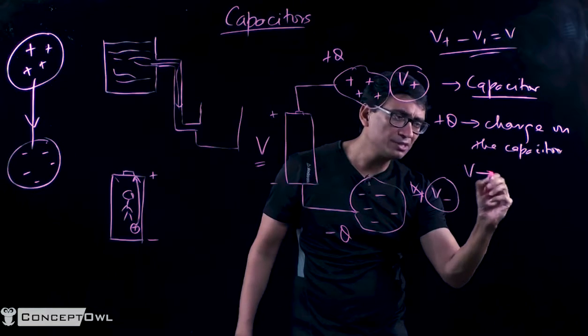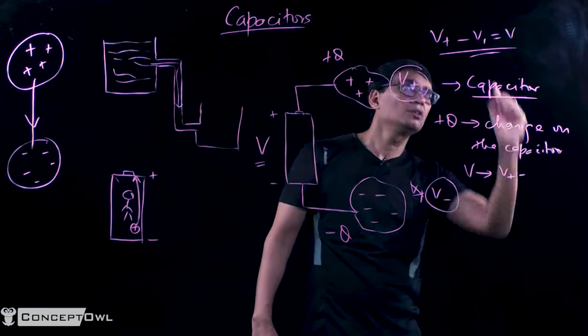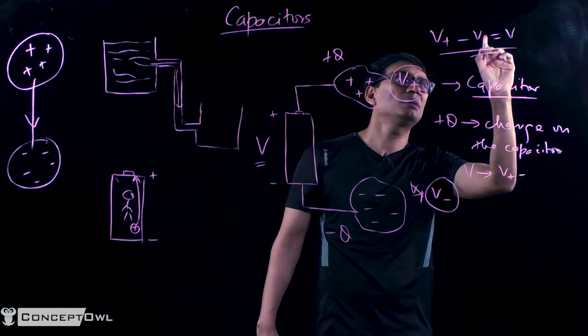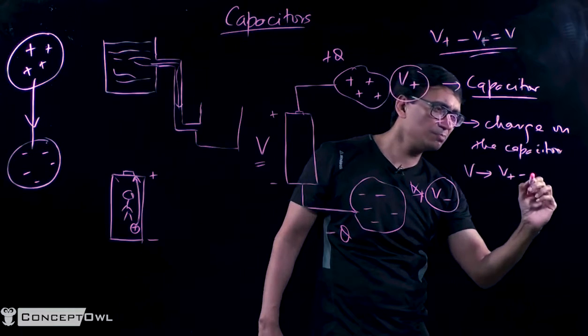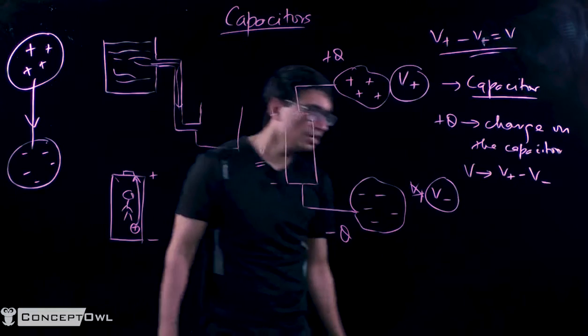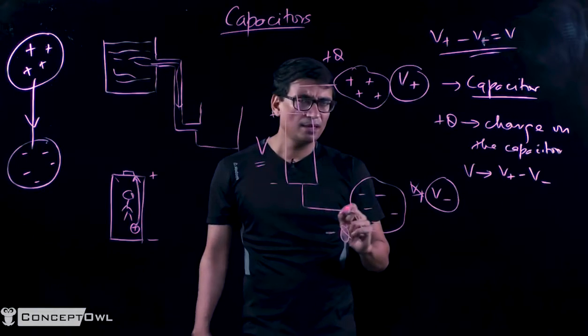The potential of the capacitor is what? It is V plus minus, sorry, this is not V1 again. Sorry, I made a mistake. This is V minus, right? So V plus minus V minus, right? So this is going to be the potential. Now one last thing here, right?